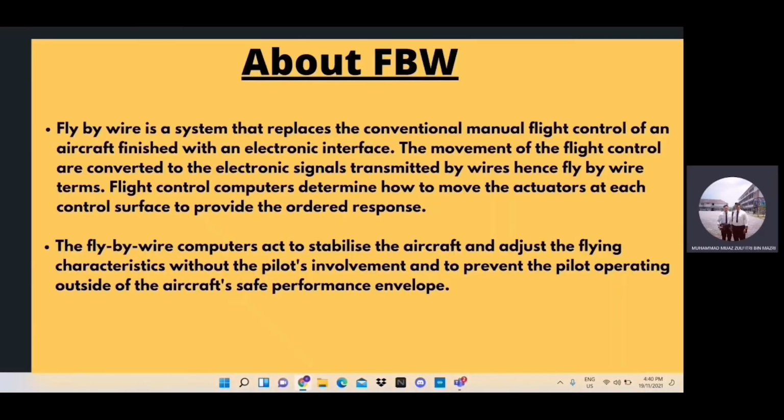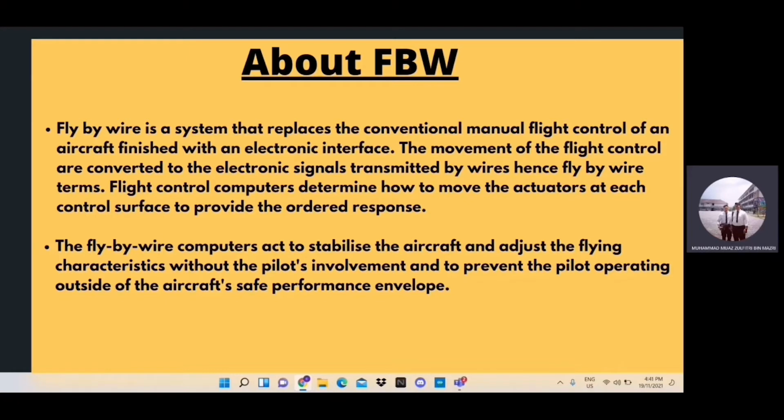Fly-by-wire is a system that replaces the conventional manual flight control of an aircraft with an electronic interface. The movements of the flight controls are converted to electronic signals transmitted by wire, hence the term fly-by-wire. Flight control computers determine how to move the actuator at each control surface to provide the ordered response.